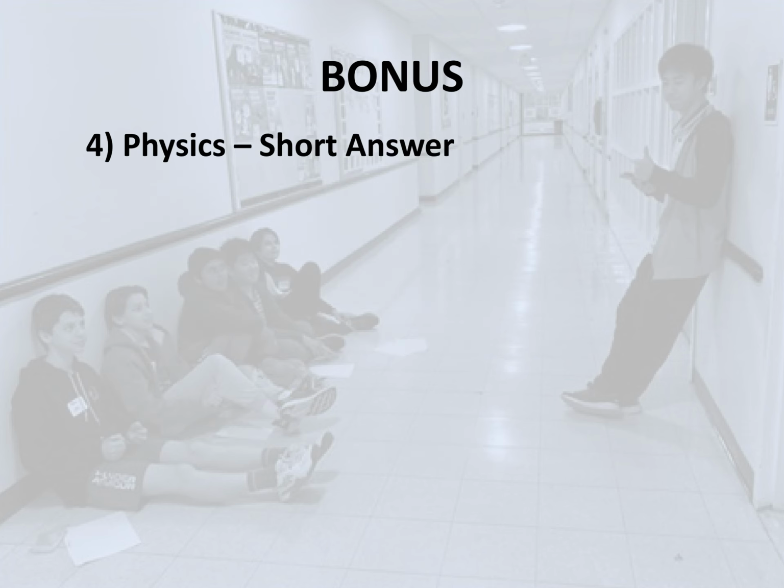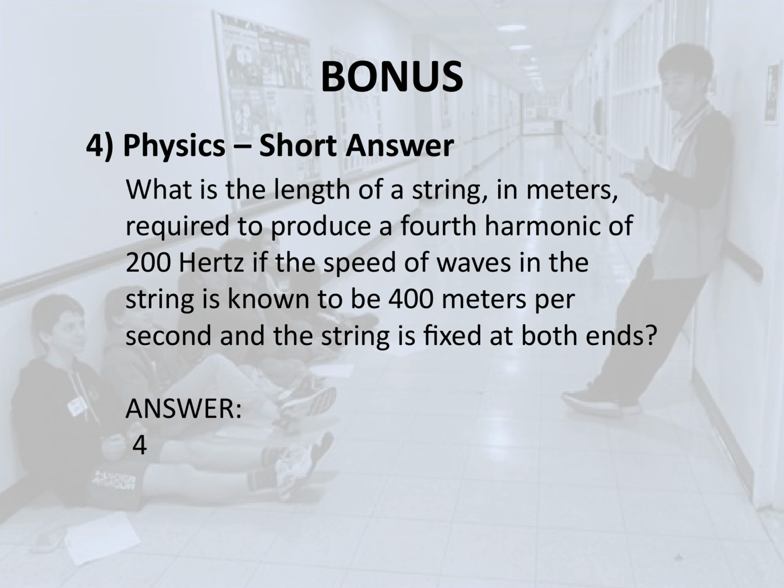Bonus 4. Physics, short answer. What is the length of a string, in meters, required to produce a fourth harmonic of 200 Hz if the speed of waves in the string is known to be 400 meters per second and the string is fixed at both ends? Answer: 4.